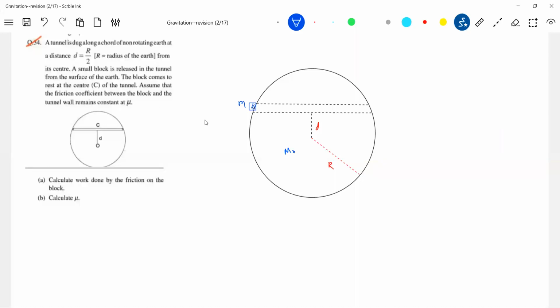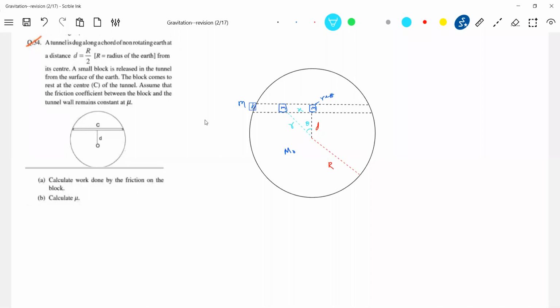So it will come to rest at C. It's asking the work done by the friction. In between, let's see what the state is. So let this be theta. D is R by 2, no? We know it. So let this be the small r.